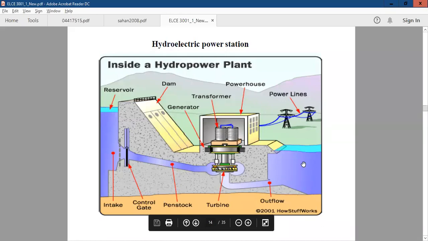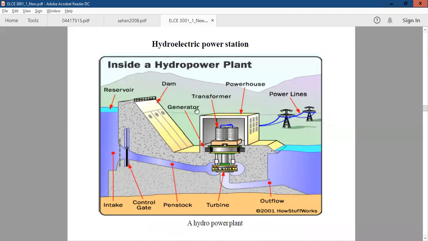Okay, correct. So the advantage of this type of system, the fuel is free. Fuel is free because it's water. It's clean. There is no smoke here. It requires very small running costs. Why small running costs?